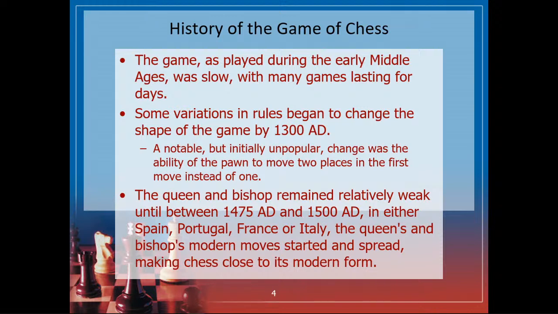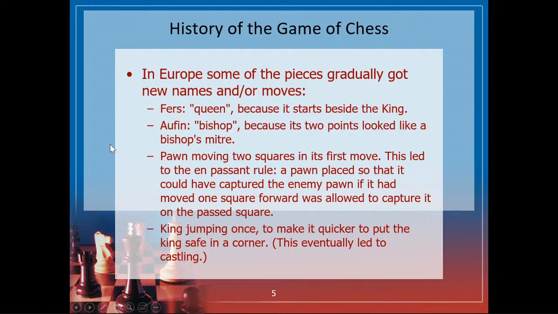A notable but initially unpopular change was the ability of the pawn to move 2 places in the first move instead of 1. Okay, and we'll talk about that. The queen and the bishop remained relatively weak until 1475 or 1500 AD. In either Spain, Portugal, France, or Italy, the queen's and bishop's modern moves started and spread, making chess close to its modern form. So it's not a perfect game, but it's taken lots and lots of years, hundreds and hundreds of years, to get to the game that we have today.